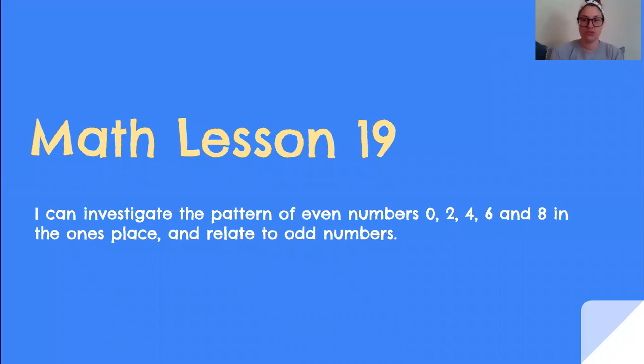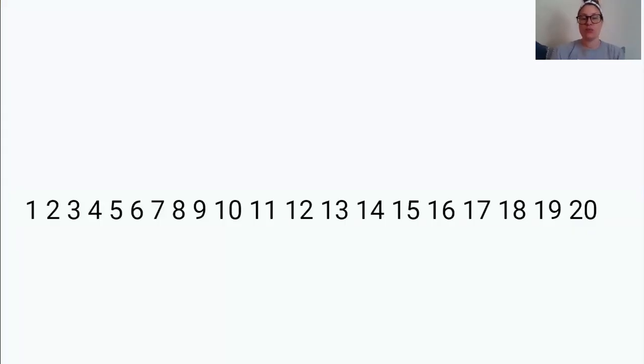Today we are going to investigate, or look closely at, the pattern of even numbers 0, 2, 4, 6, and 8 in the ones place. And we are going to learn how we can relate that to odd numbers. So here we have a number path, 1 all the way to 20.